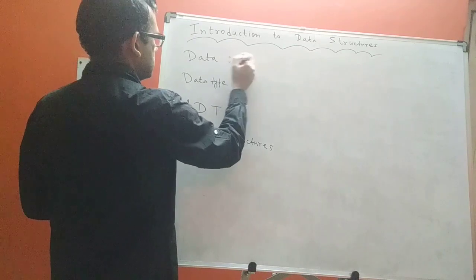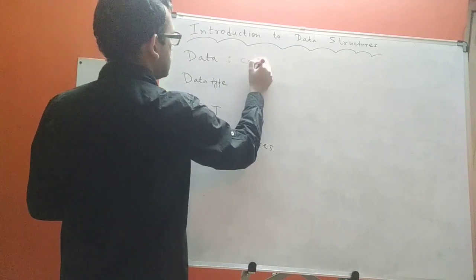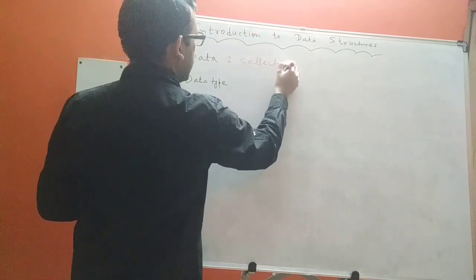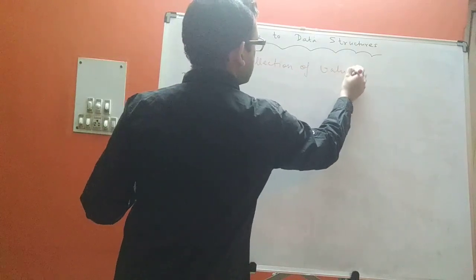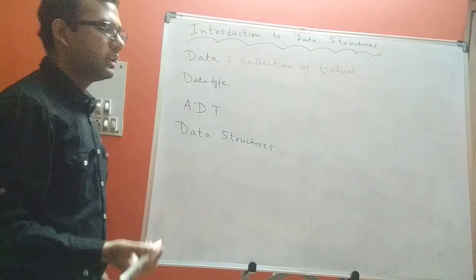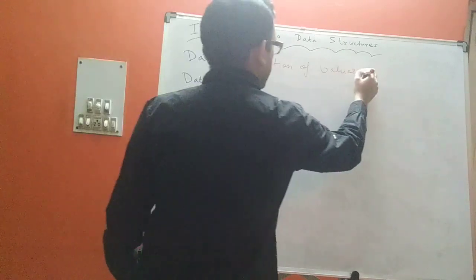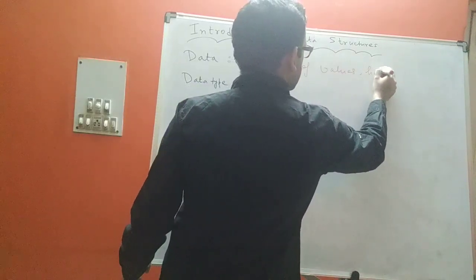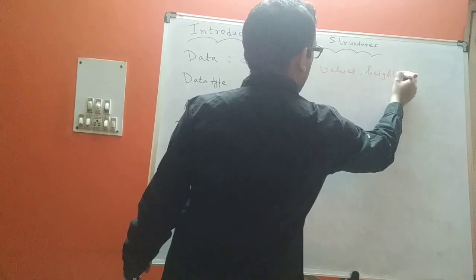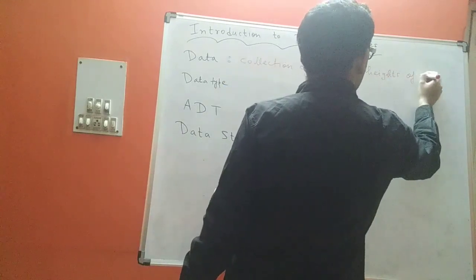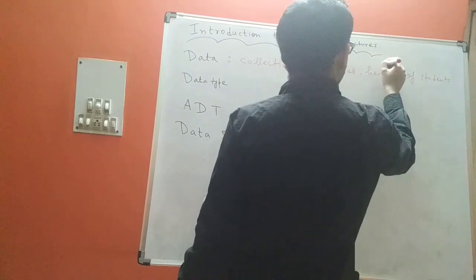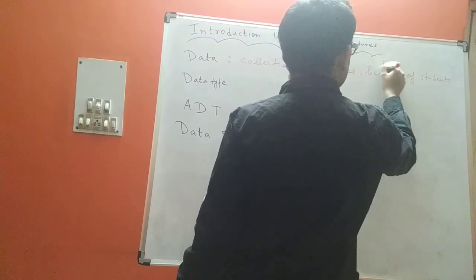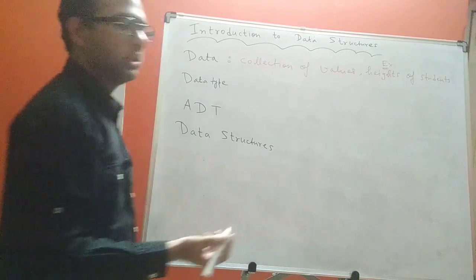Data is a collection of values. That is what you mean by data. An example of data would be, let's say, heights of students, right? Heights of students represents an example of data.